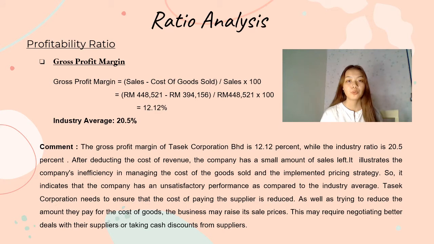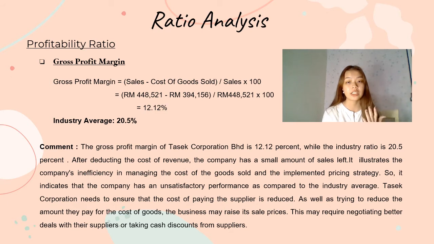Okay, move to profitability ratio. Profitability ratio is used to calculate how efficiently the organization uses its profit-making assets. Under profitability ratio, we have gross profit margin. Okay, the formula to calculate gross profit margin is gross profit divided by sales times 100.